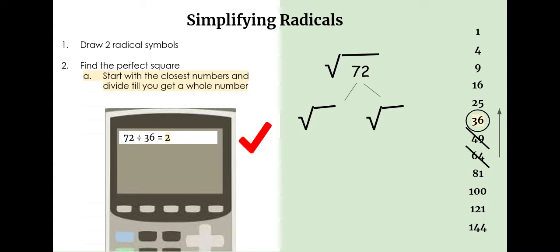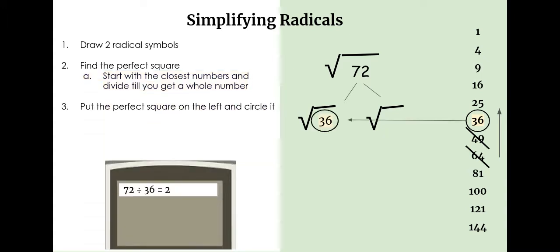The perfect square is always going to go on the left-hand side. So we're going to take that 36, we're going to put it under the left radicand, and then we're going to circle it to tell ourselves that we need to do something with it later on. We're going to take our whole number, and we're going to put that to the right. So now we're all set up for our last step.